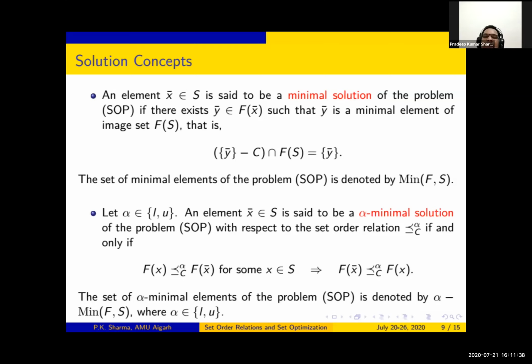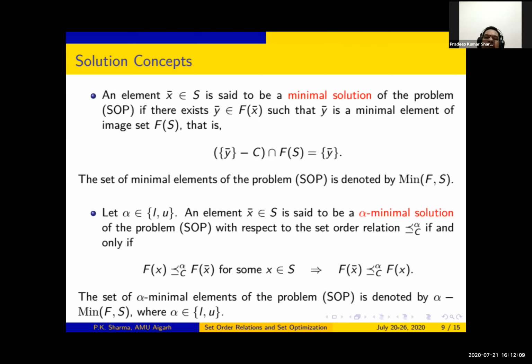That is, the intersection of the image set f of S with the negative of the cone originating from y bar contains only a single element, and the set of minimal elements of the problem is denoted by minimal of f of S. It is important to note that in this definition the minimal solution depends only on one element y bar of the image set of x bar.